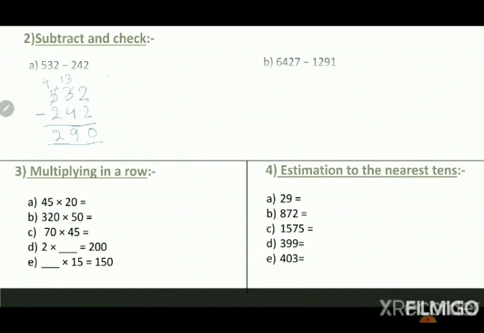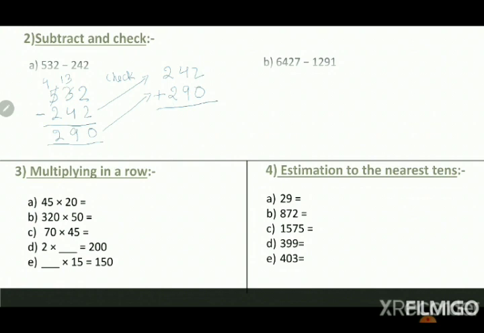Now we need to check if our subtraction is correct or not. Whenever we are subtracting, to check the subtraction, we are going to add the two numbers here. So this will go up and this will come down. Okay, so 242, you are going to check. You will add the answer with the second number which you are subtracting.